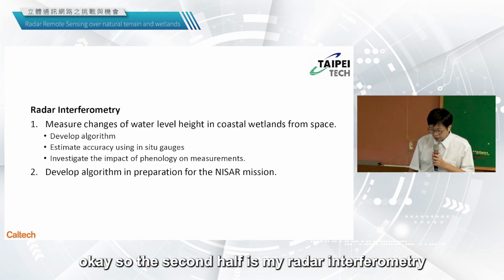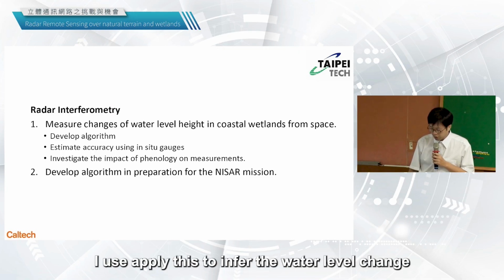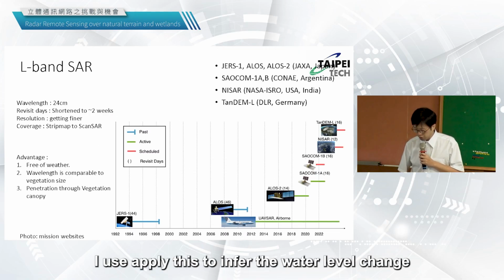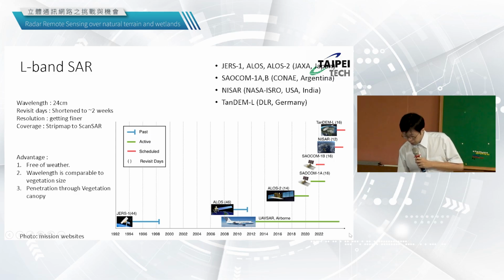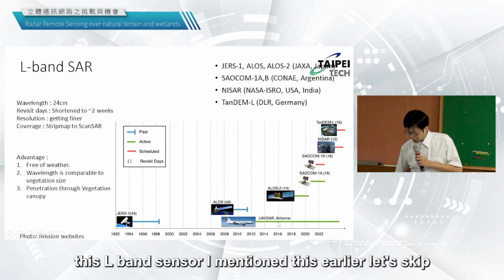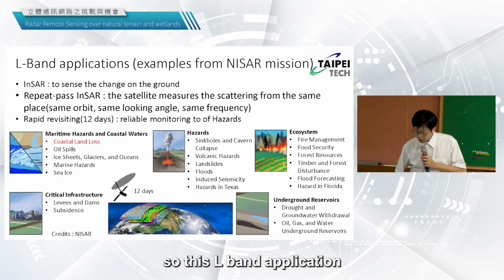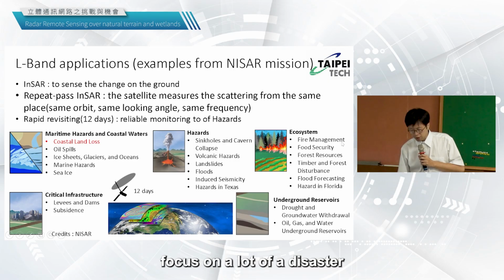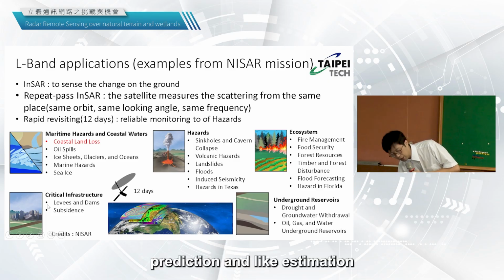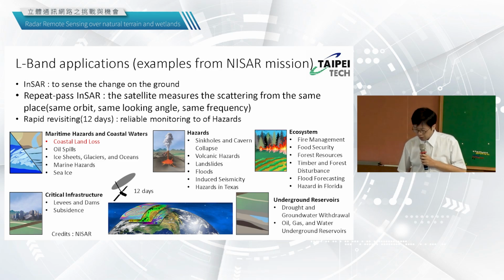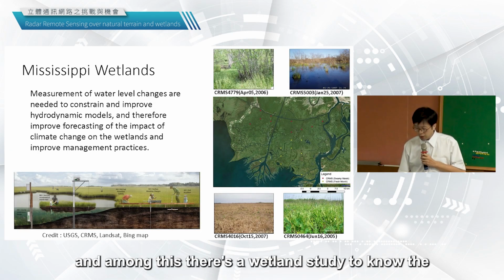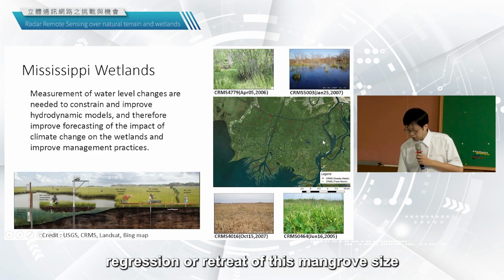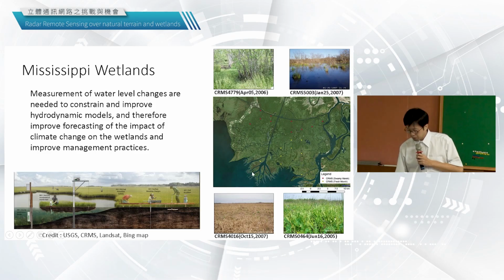Okay, so the second half is my radar interferometry. I apply this to infer the water level change. This L-band sensor, I mentioned this earlier, let's skip. So this L-band application, the NISAR, which has just launched, basically focuses on a lot of disaster prediction and estimation. And among this, there's a wetland study to know the retreat of this mangrove size.